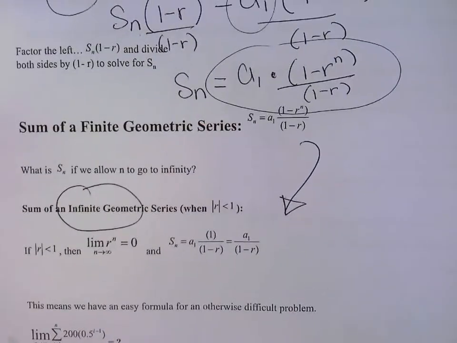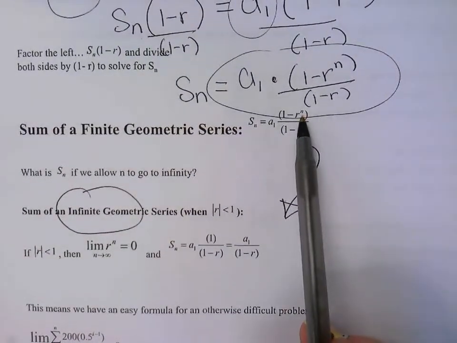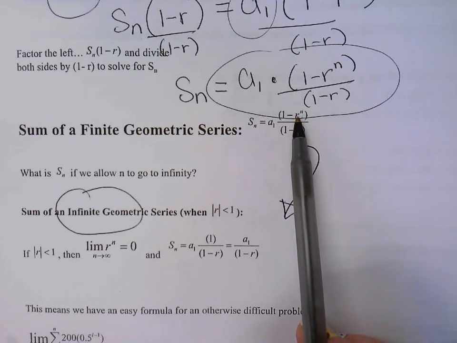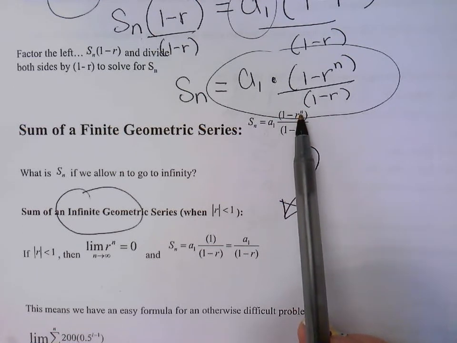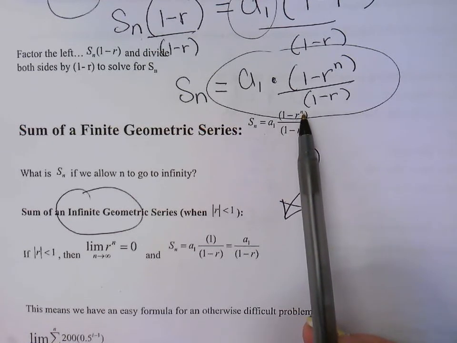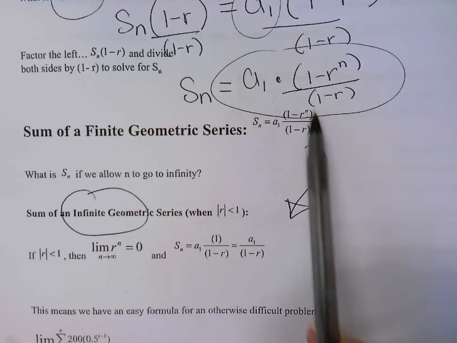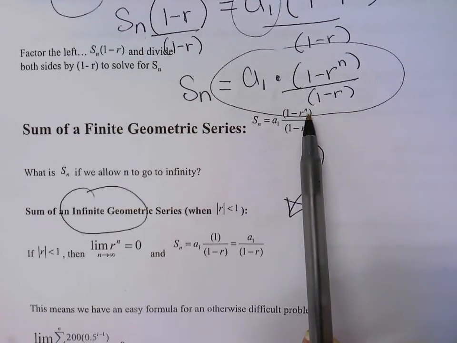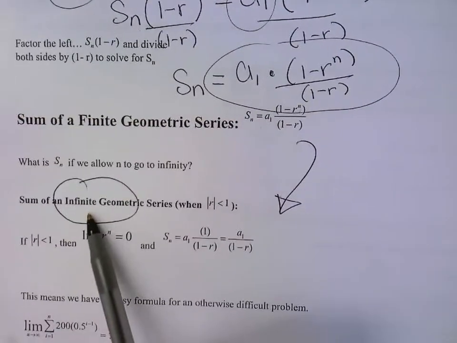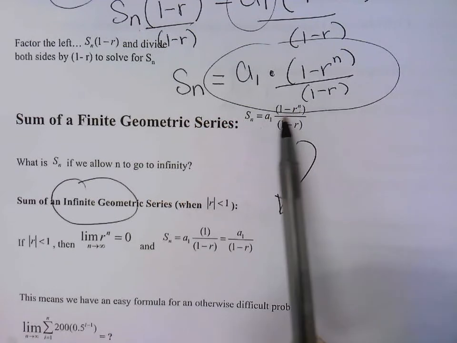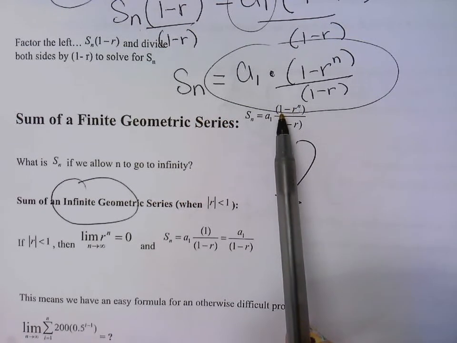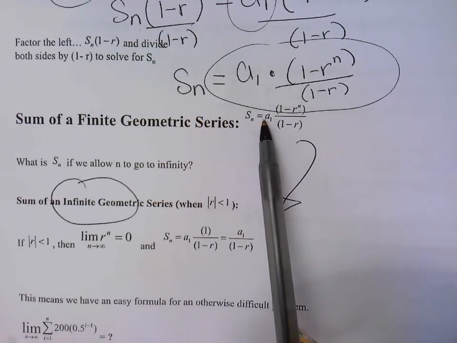What happens if n is a really big number? If n is a really big number, what would happen if this was a fraction like a half? What's a half times a half times a half times a half times a half times a half times a half times a half? Basically very, very small, right? So when you have a really big number for n, like infinity, this numerator just becomes 1. And 1 times a sub 1 is still a sub 1.